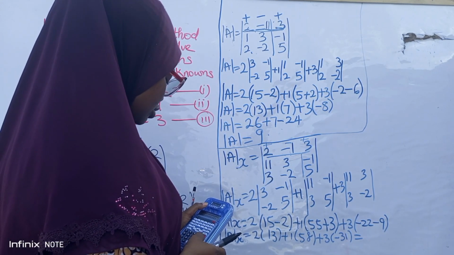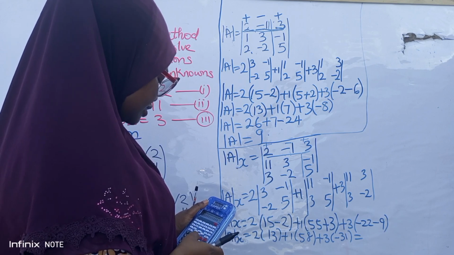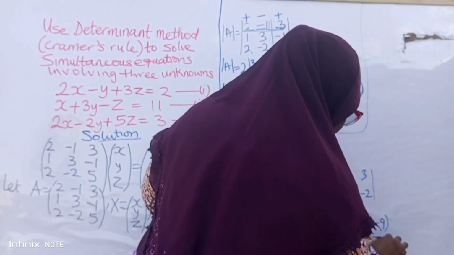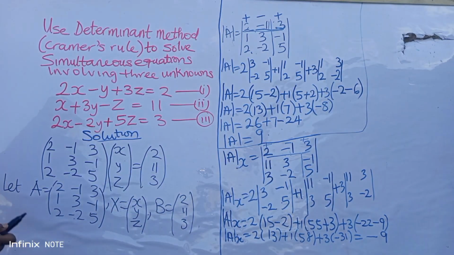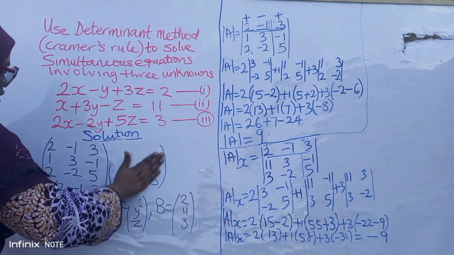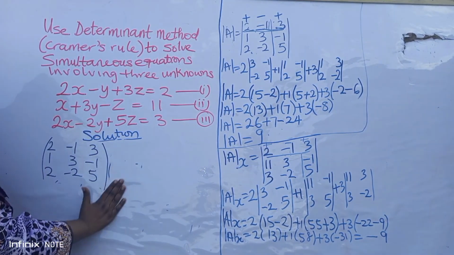26 plus 58, then minus 93. The answer is minus 9. So determinant of A subscript X is equal to minus 9. Now let's go to determinant of A subscript Y.